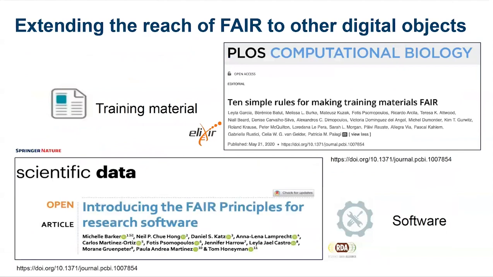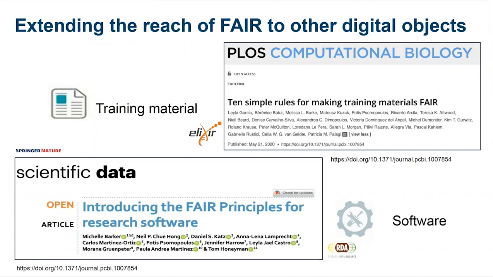FAIR has been so successful that communities have started extending the FAIR principles to other digital objects. If you're not familiar, for actually a couple of years already, there's been the 10 simple rules for making training material FAIR. These come from the ELIXIR community. And very recently, from the RDA working group, there's been a publication on extending the FAIR principles for research software, where some principles are new, some principles are extended, some principles are redefined so that they fit the concept of software and similar other digital objects.